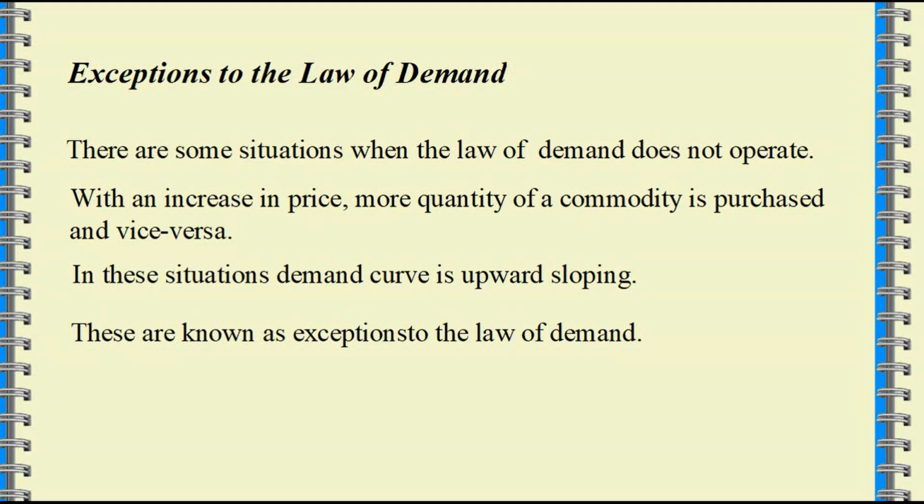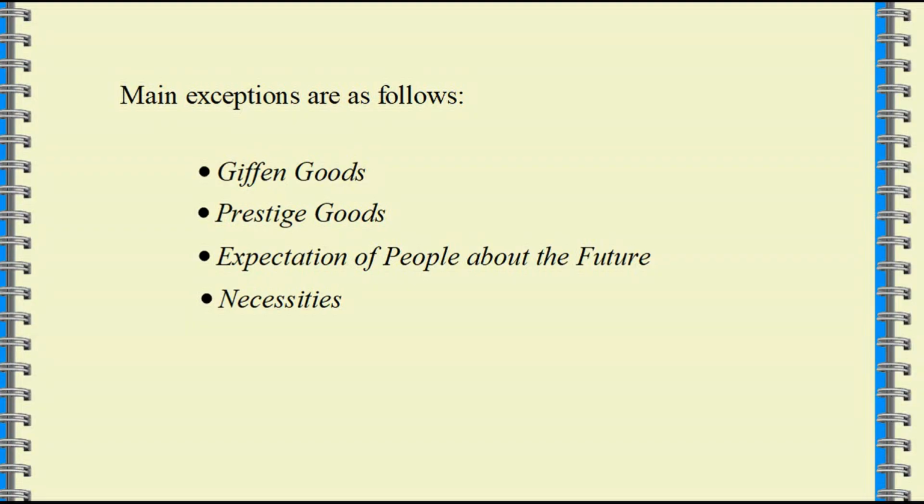The main exceptions to the law of demand are the case of Giffen goods, prestige goods, expectation of people about the future, and necessities. Giffen goods are a special type of inferior goods and they have a low price range. Whenever there is an increase in the price of Giffen goods, consumers will purchase more of them. There will also be high demand. With an increase in the price of the commodities, the demand also increases because these types of goods have a low price range and it doesn't affect the purchasing power of households.